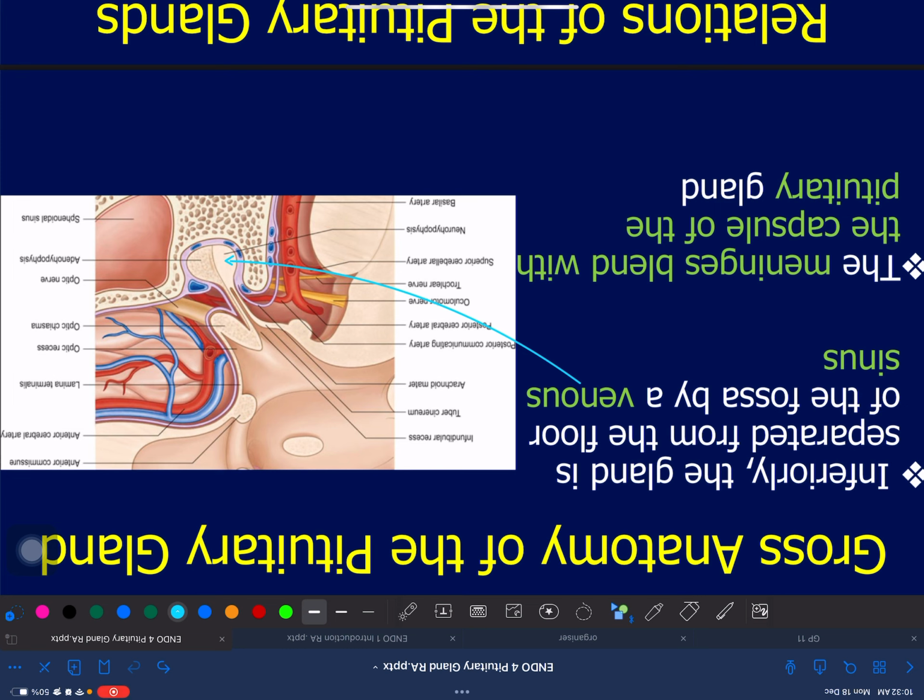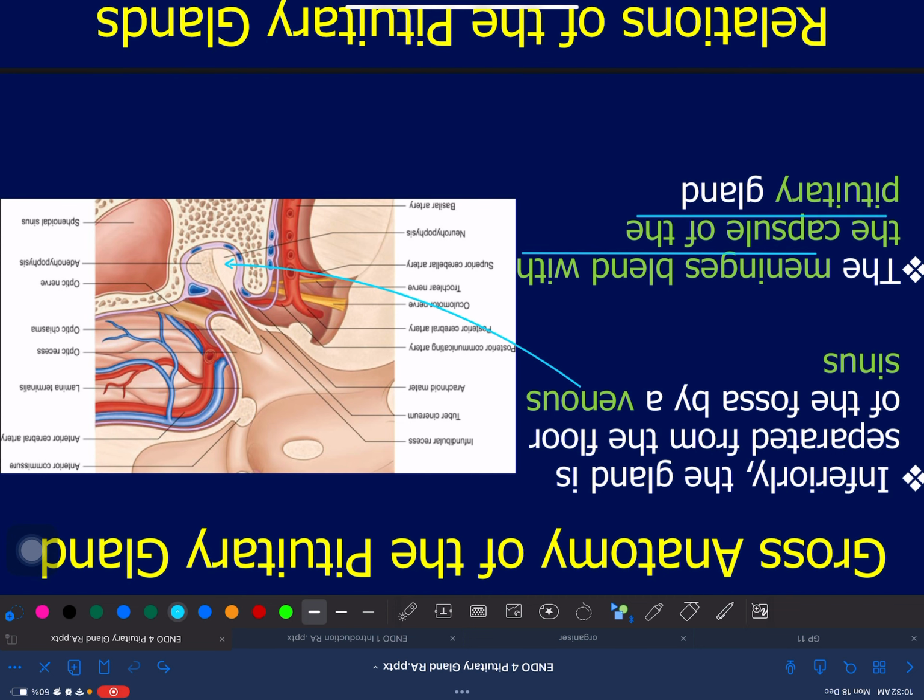Oh, you haven't learned it yet. Okay, the meninges have three layers: dura mater, arachnoid mater, and pia mater. So the part of the meninges of the brain blends with the capsule of the pituitary gland. That's the arachnoid. It blends with the capsule of the pituitary gland. That's what it means. So these are the relations.